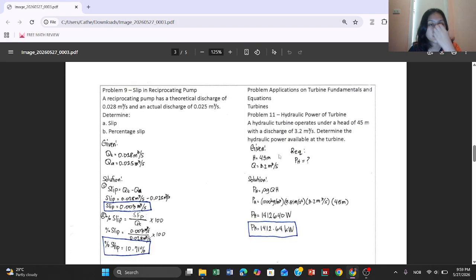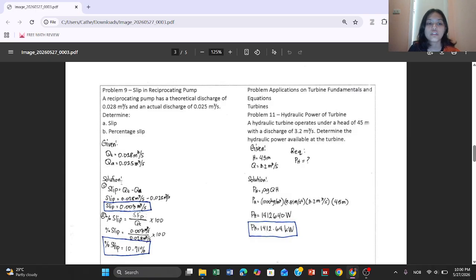Next, for problem number 9, which is about slip in a reciprocating pump. A reciprocating pump has a theoretical discharge of 0.028 cubic meter per second and an actual discharge of 0.025 cubic meter per second. Determine the slip and the percentage slip. So given, we have the theoretical discharge of 0.028 cubic meter per second and an actual discharge of 0.025 cubic meter per second.